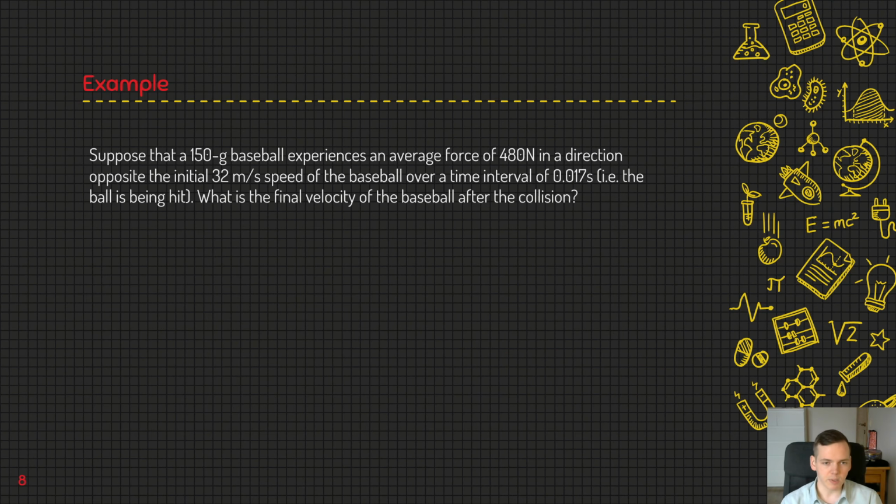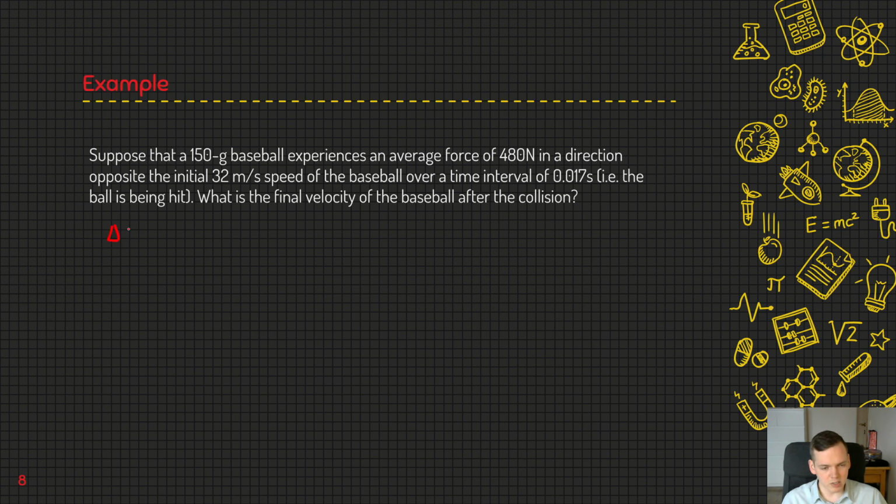So here's an example. Suppose that a 150-gram baseball experiences an average force of 480 newtons in a direction opposite the initial 32 meters per second speed of the baseball over a time interval of 0.017 seconds. This is a fancy way of saying the baseball is hit. What's the final velocity of the baseball after the collision?